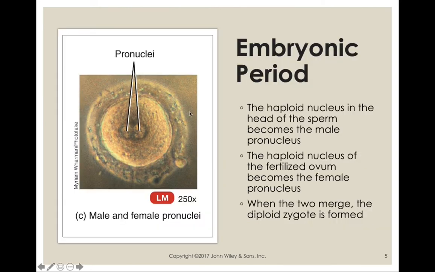You can see the ovum shown right here on the left side of this slide, and we can actually even see the male and female pronucleus that are getting ready to fuse. Once these come together, that's going to form the new diploid zygote, and then that zygote is immediately going to start the process of development.